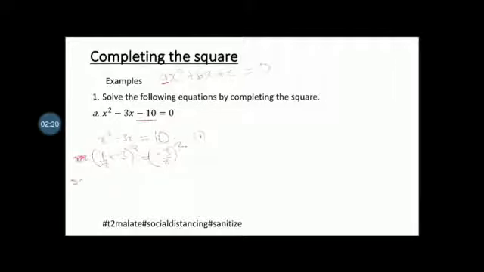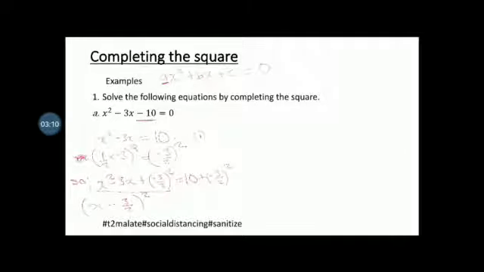So equation 2 will now become x squared minus 3x plus, we add this term here, (-3 over 2) squared, is equal to 10. We add it also on the right hand side, (-3 over 2) squared. What we have here on the left hand side is another quadratic expression, which when factorized simplifies to (x minus 3 over 2) squared. And yes, you don't need to solve it.